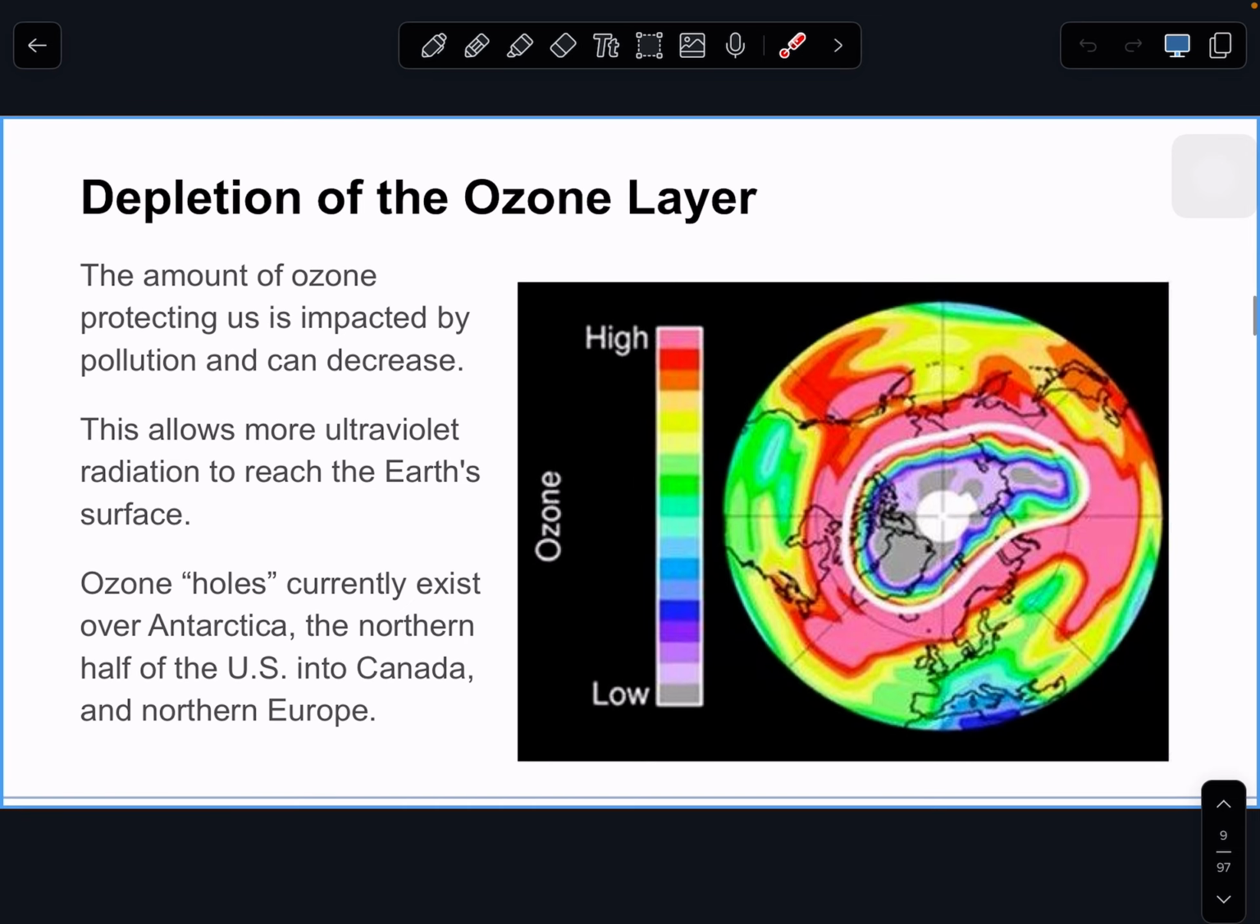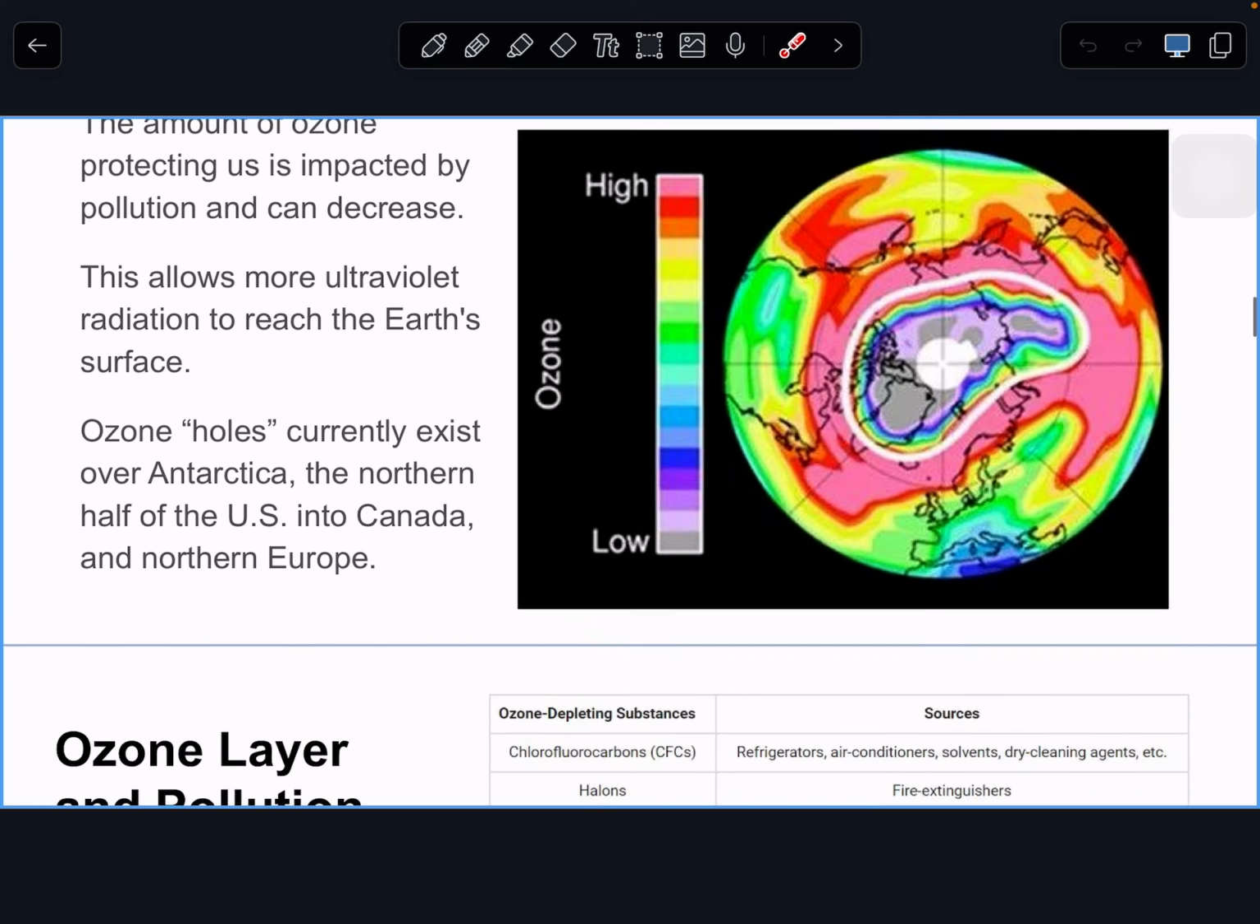However, we know that the amount of ozone is impacted by pollution and can decrease. This is showing you the poles, and this is the ozone layer right here. Like I said in the video, it doesn't mean that there's no ozone here at all. It just means there's a very thin layer of ozone. Imagine you're ice skating on a pond, where there's a thin layer of ice versus a thick layer of ice, which I would highly suggest not going ice skating on a pond because you can fall in and die. So don't do that. But analogy-wise.